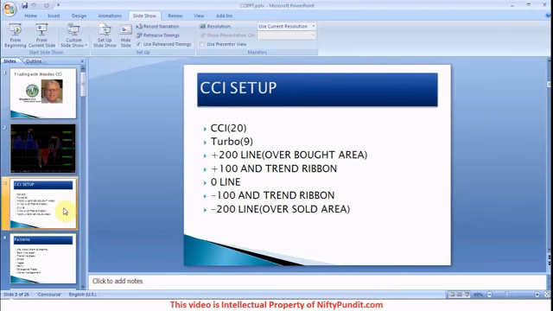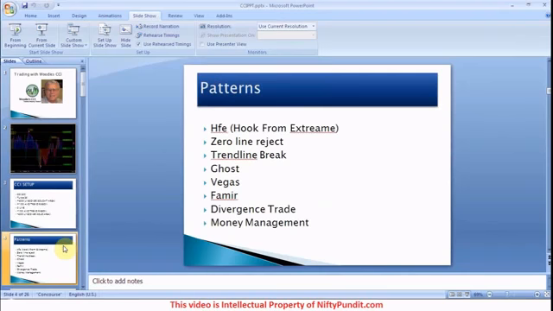These are the setups. The patterns we are going to cover today are HFE, hook from extreme, zero line reject, trend line break, ghost pattern, Vegas pattern, Femir pattern, and divergence trade and money management.